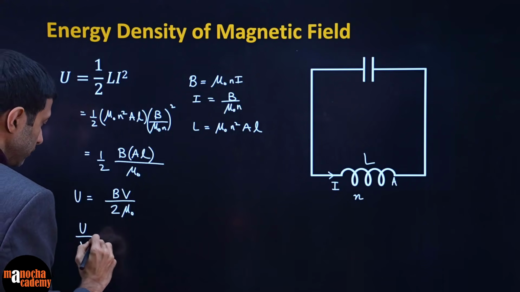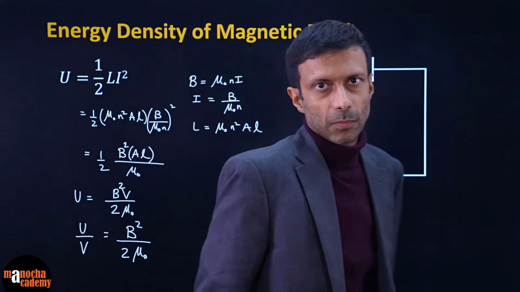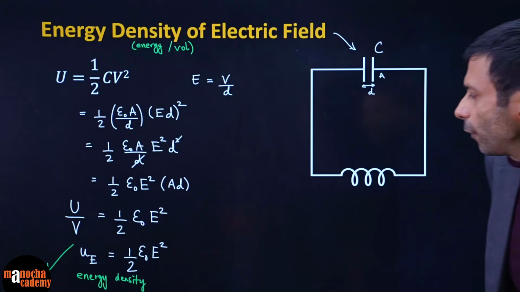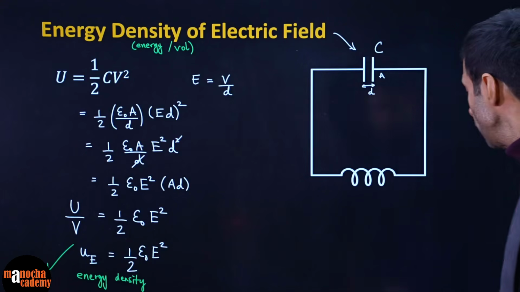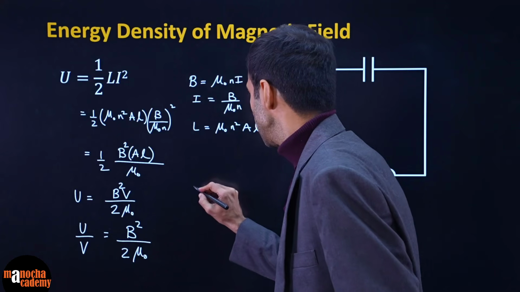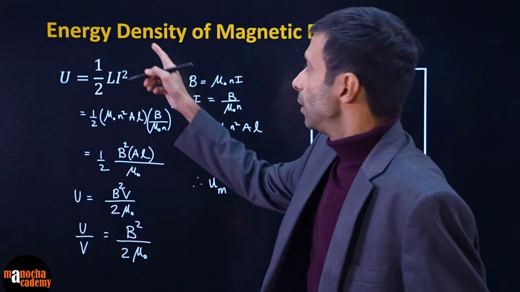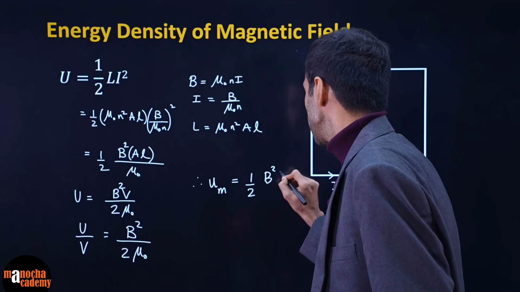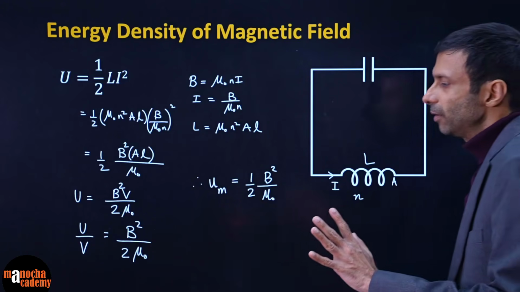So U by V, I think I've got a B square here. Just check. Are you getting this? Are all my steps correct? For the electric field we had half epsilon naught E square. Here it is half B square, but instead of epsilon naught you get 1 by mu naught. Same thing. Therefore we can say U of the magnetic field energy density is going to be half B square by mu naught. Got it? See, we have proved the formula.